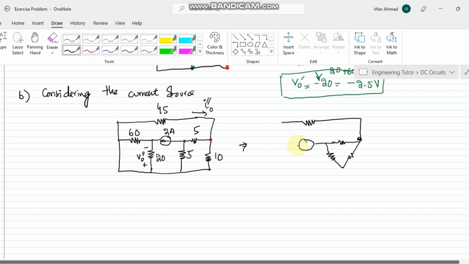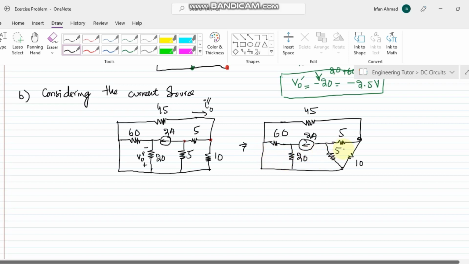Similarly, this one here is the... okay, so that is the case now. 2 amperes, 45, 60, 5, 5, 10, and that is 20. Okay, so now that is the circuit which we have.